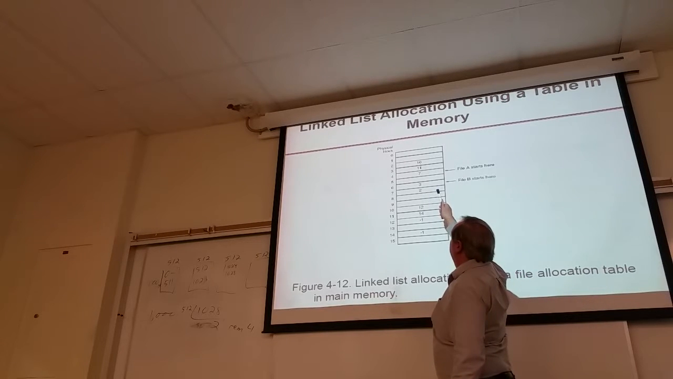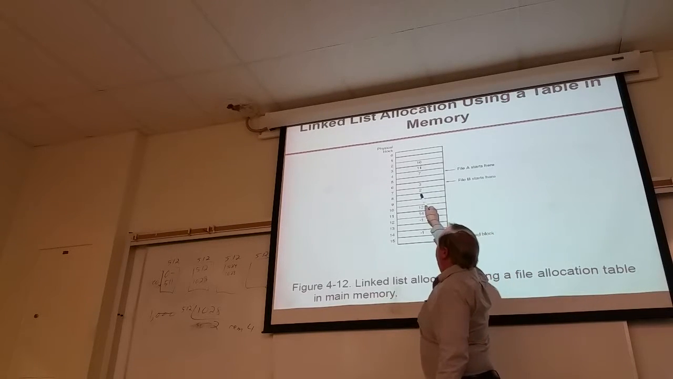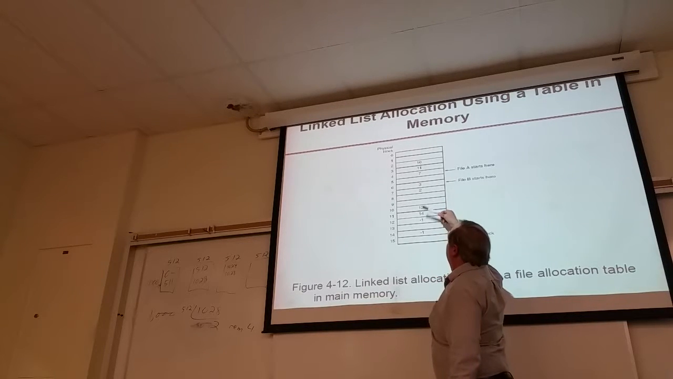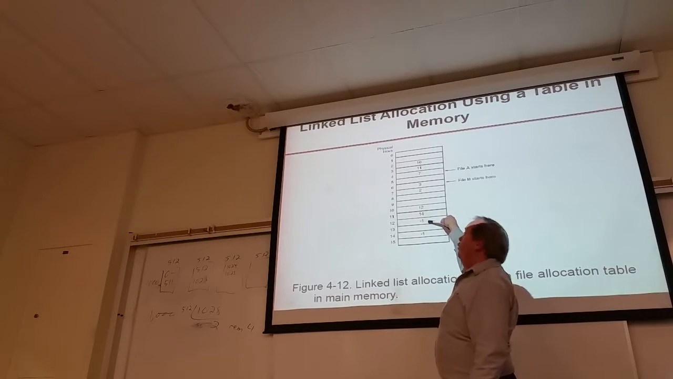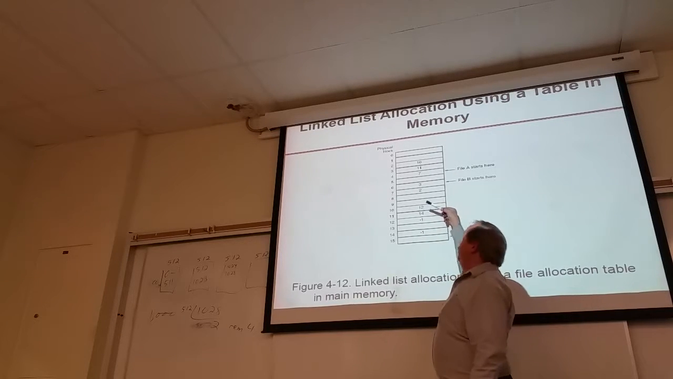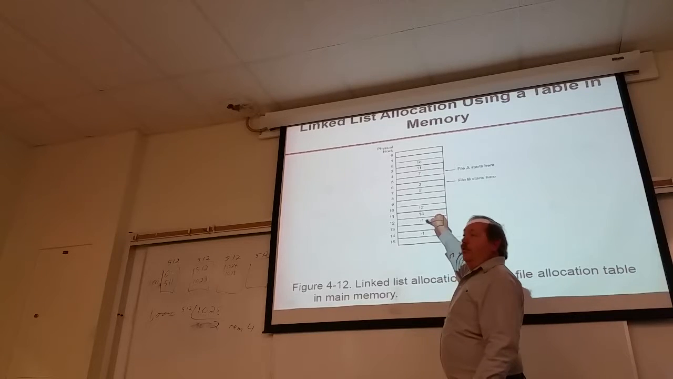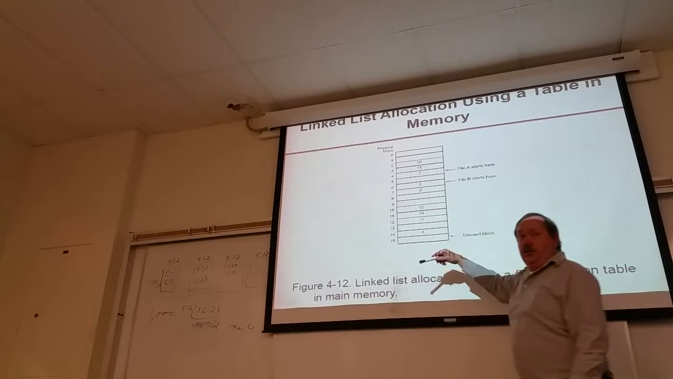It says it's 7. So I go to 7, and it says the next one is 2. Go up to 2, it says the next one is 10. I come down to 10, it says the next one is 12. Go to 12, that's a null. That means that was my last one. No, I'm sorry, this was my last one. So they're all in memory.